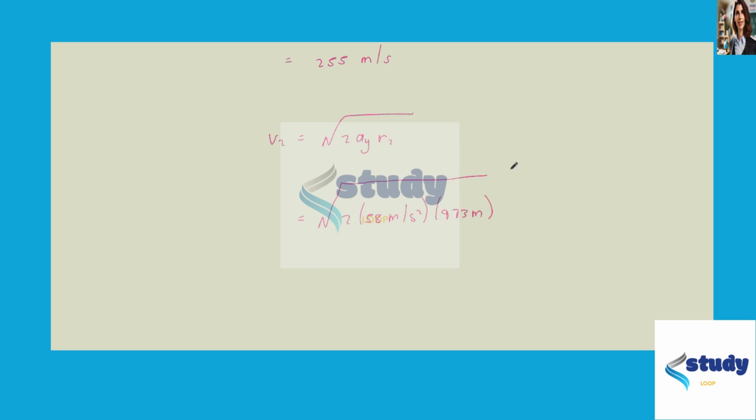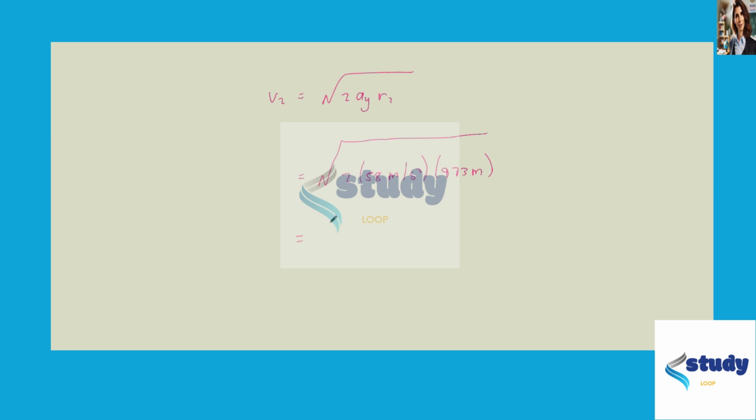Then similarly, v2 is equal to the square root of 2 times ay times r2. And this again is the square root of 2 times 58 meters per square second times 973 meters, which gives us v2. So the speed of the rocket at position 2 is 336 meters per second.